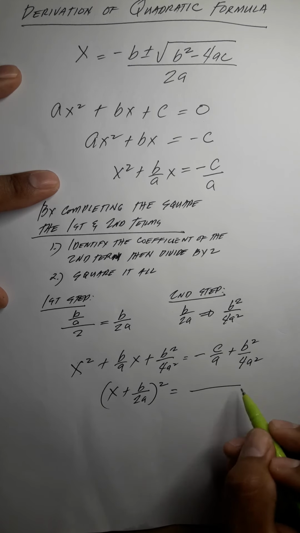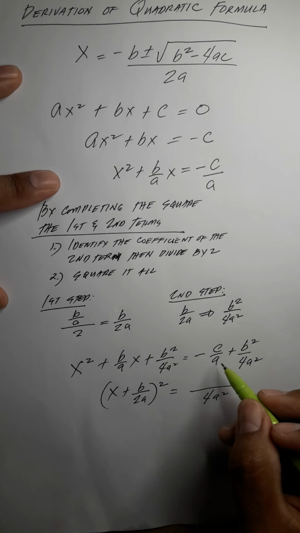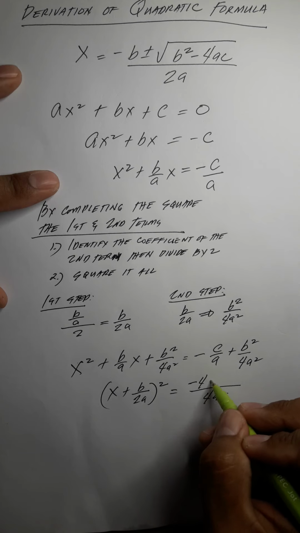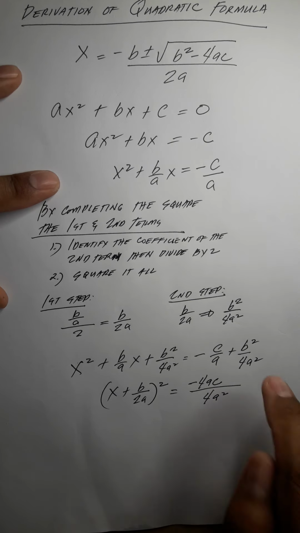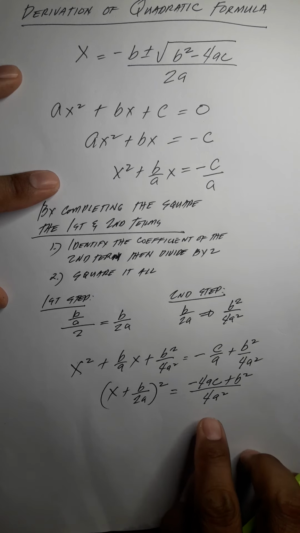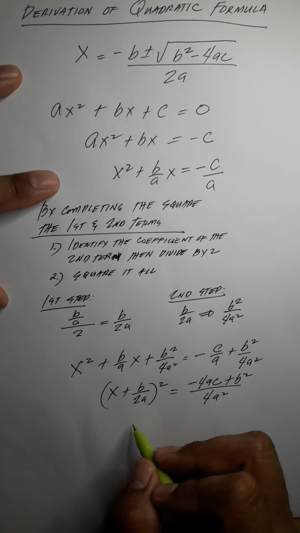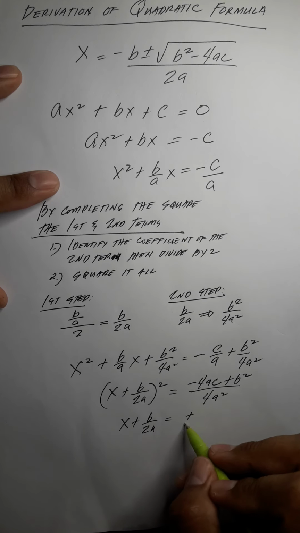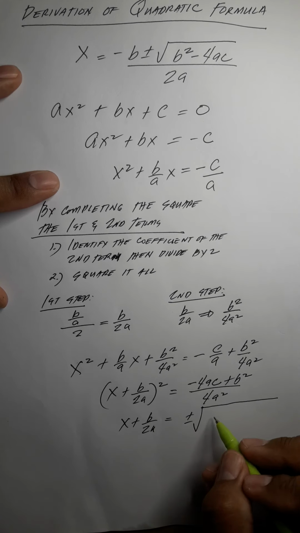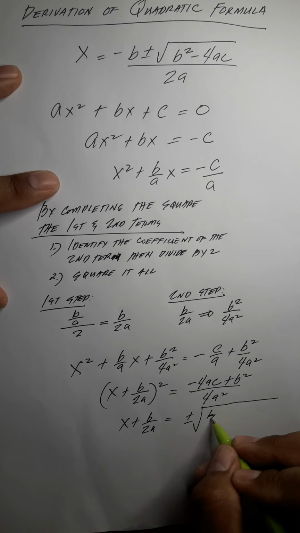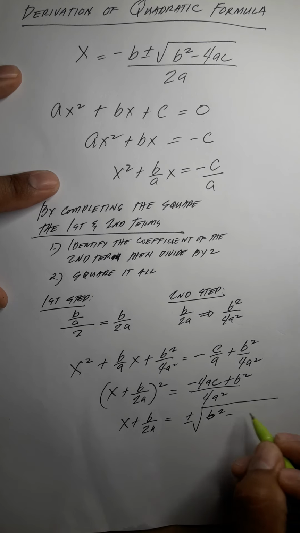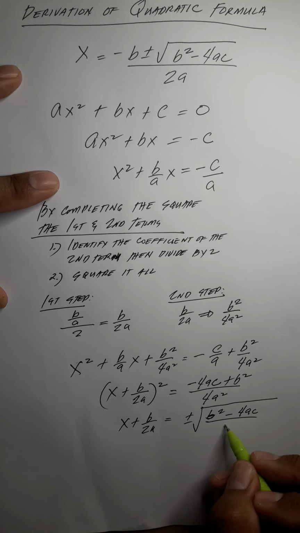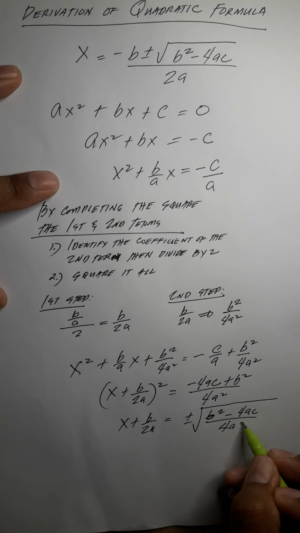And then we simplify the right side. So the common denominator is 4a squared. This will become negative 4ac plus b squared. We put the square root on both sides. Now we have x plus b over 2a equals plus or minus the radical sign, and then we arrange b squared minus 4ac. We switch these two, it's the same. All over 4a squared.